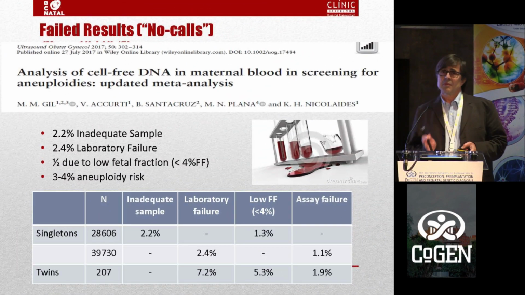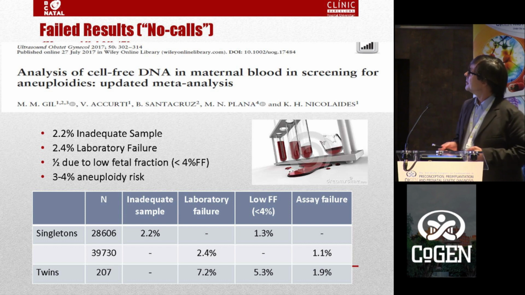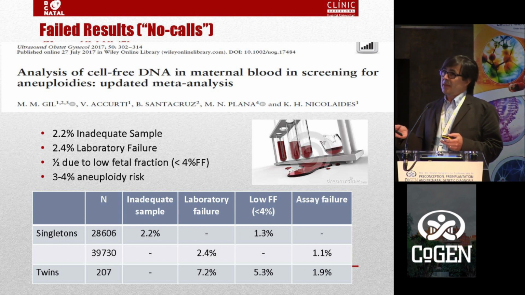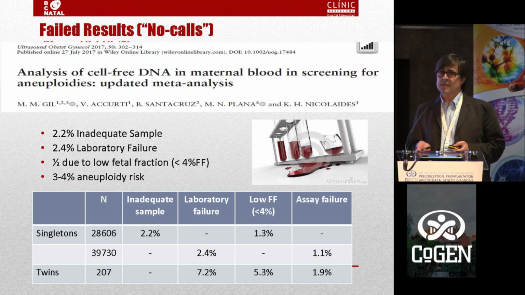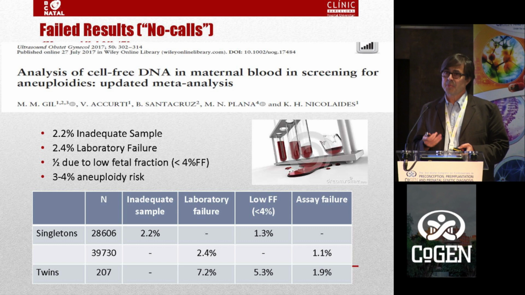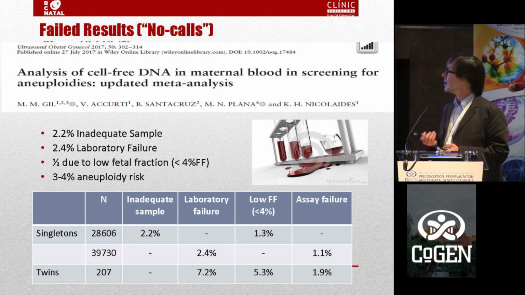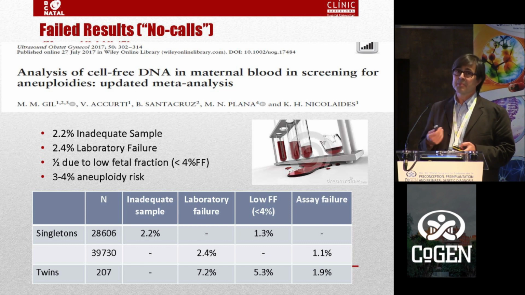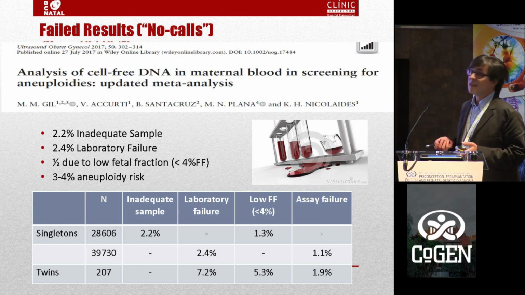The second issue that we have to discuss with cell-free DNA is the failed results. I started to say 3 or 4 years ago that a failed result is a screen positive for me as a clinician. And now I know that ACOG is suggesting that a failed result is a positive screening. Why? Because they have a 3% risk of an aneuploidy.